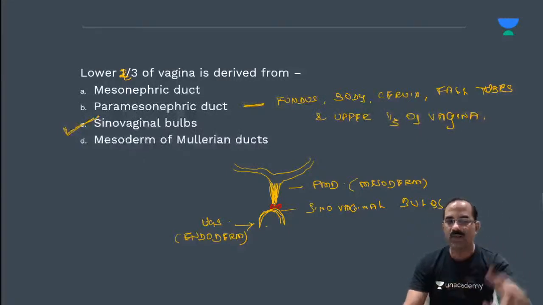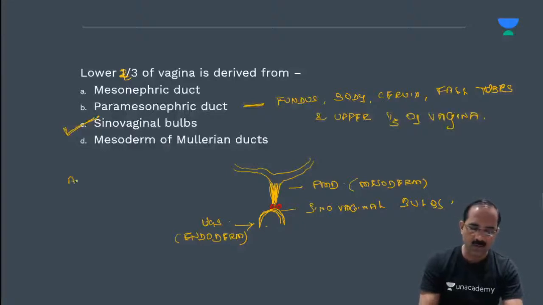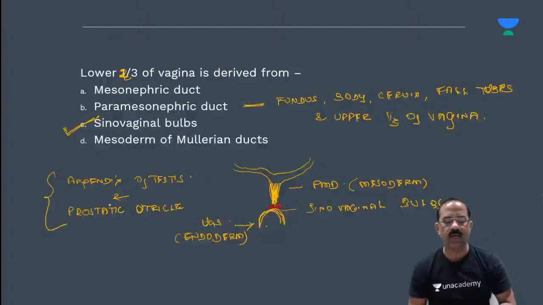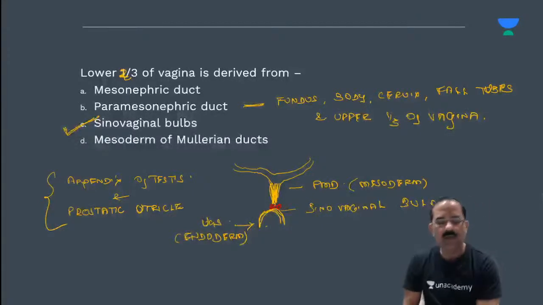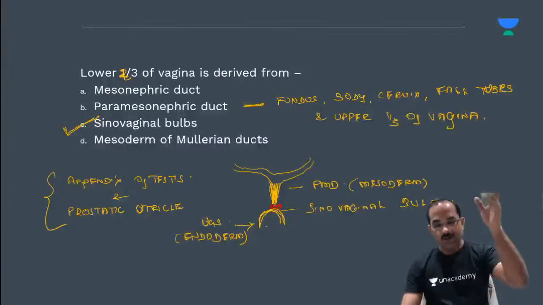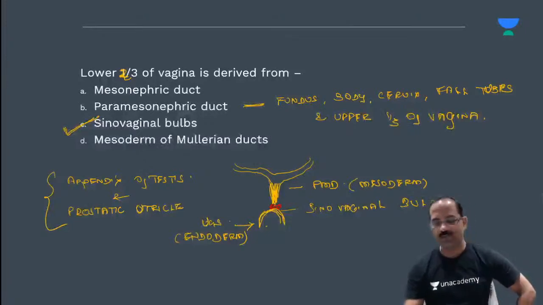Now this paramesonephric duct degenerates in males, but it forms two vestigial structures which are not functional. One is the appendix of testis, and the other is the prostatic utricle. Appendix of testis and prostatic utricle. Clear. So these are the remnants of the paramesonephric duct in males. And the remnant of the mesonephric duct in females is Gartner's duct. I hope this is clear to all of you.